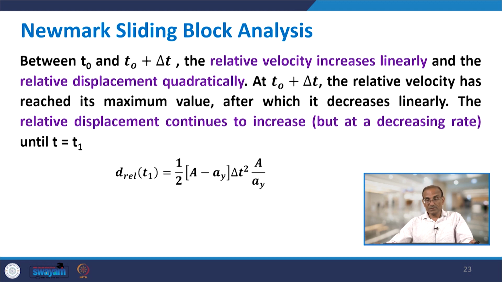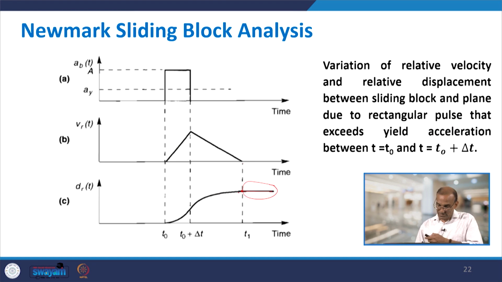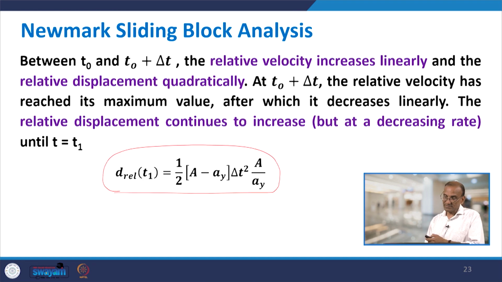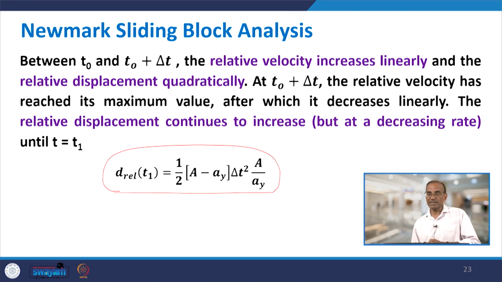Between t0 and t0 plus delta t, the relative velocity increases linearly and the relative displacement quadratically, reaching a maximum value at t0 plus delta t, which we already discussed. These values at t equal to t1 are given. Using this equation at t1, you find the displacement, which is the maximum value. Naturally, this will not depend on time, because t1 is fixed, so this value is also fixed. This way you can find the maximum value of displacement using this expression.